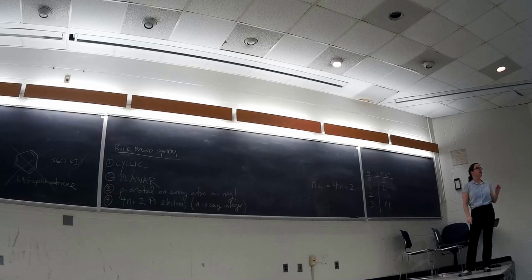If the pi electrons counted in your system do not fall into this table, they are not following Huckel's rule. So if I had 3 pi electrons, I don't know how you really get that, but let's just say some radicals have that actually, 3 pi electrons, the answer would be no.